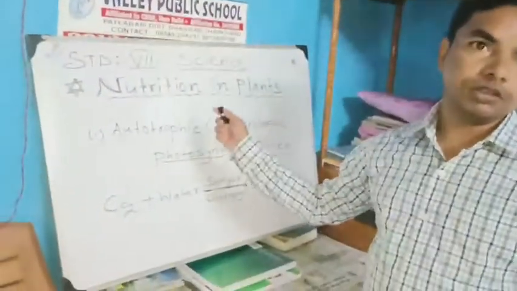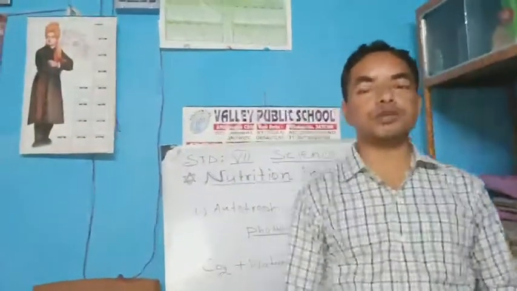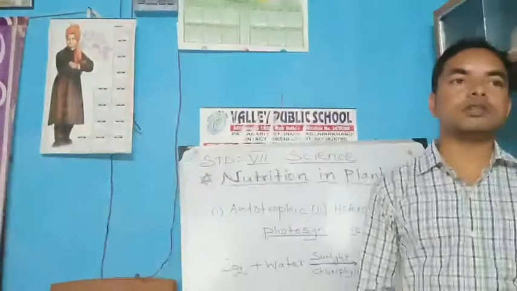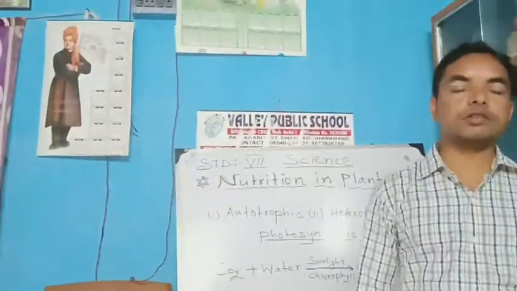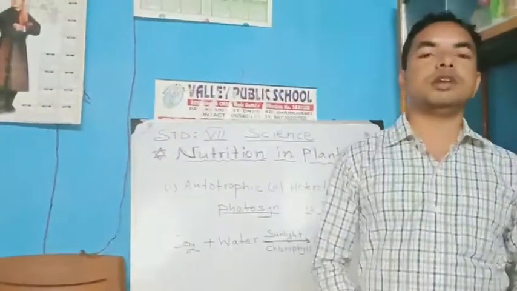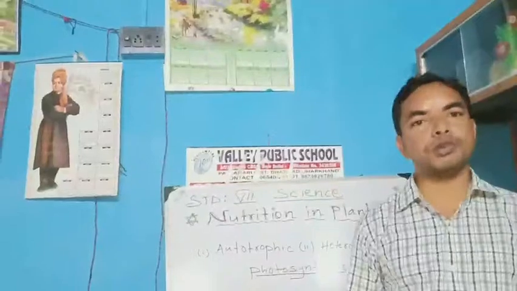What is nutrition? Nutrition is the process by which an organism gets the nutrients needed for growth and development. There are two types of nutrition: heterotrophic nutrition and autotrophic nutrition.